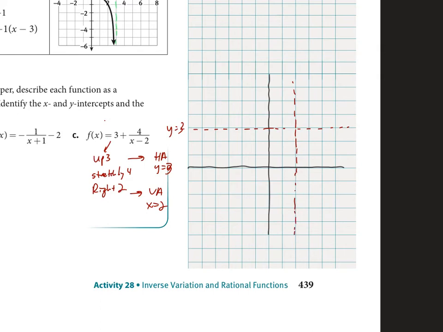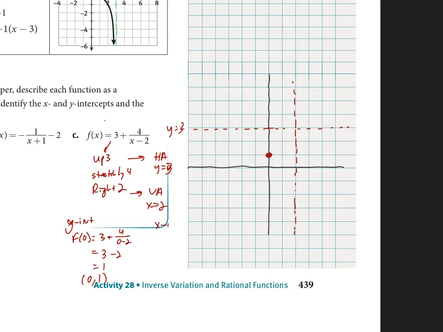Now I need some points to plot. So a couple different ways of doing this. I'm going to find my x and y-intercept first. I'm going to start with my y-intercept because that's just plugging in 0. So that's 3 plus 4 over 0 minus 2. And so that becomes 3 plus 4 over negative 2. So that's 3 minus 2, which is equal to 1. So (0, 1) is my y-intercept. So there's a great point.